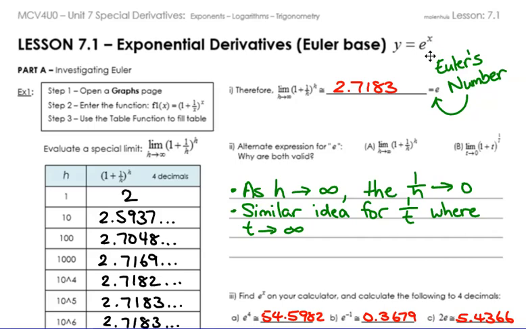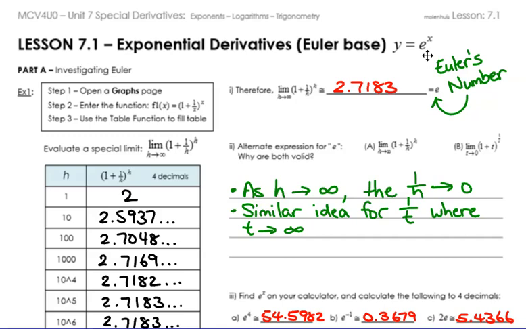It is 2.7183 on and on and on forever. Very similar to how pi is 3.1415 on and on forever. So both of these guys are irrational numbers. In fact, if you take your calculator out, you should be able to find e to the power of x. Now, e anyway, is Euler's number.